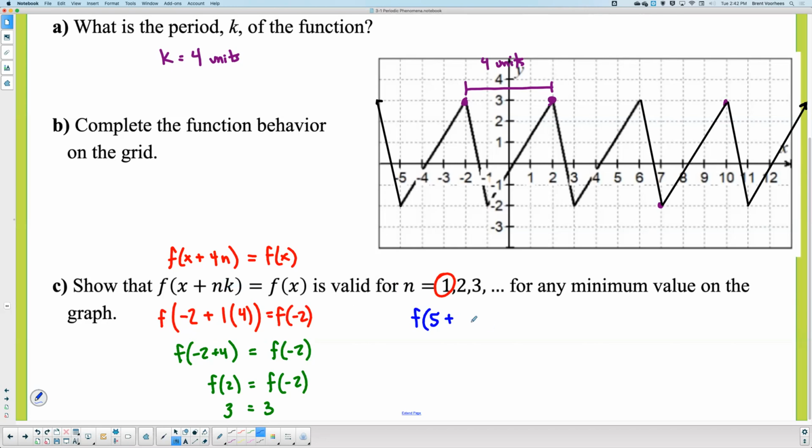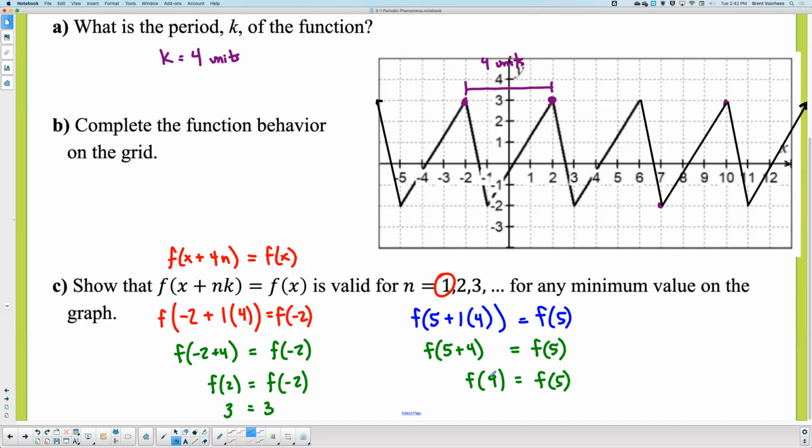All right, 1 times k, which is 1 times 4. Well, we're going to find out that this will be equal to f of 5. So let's simplify. What is 1 times 4? So we're doing f of 5 plus 4 is going to equal f of 5 plus 4. Now, what is 5 plus 4? 9.